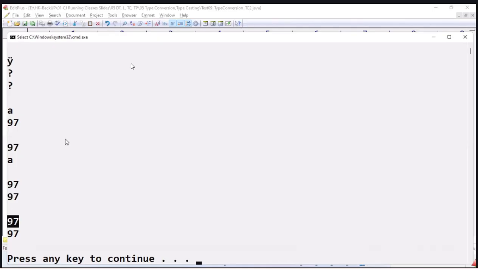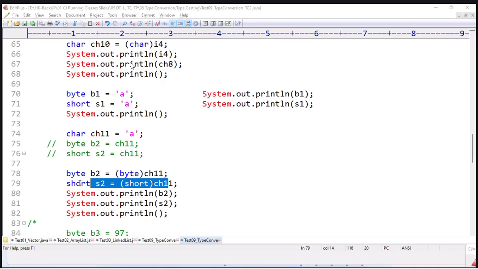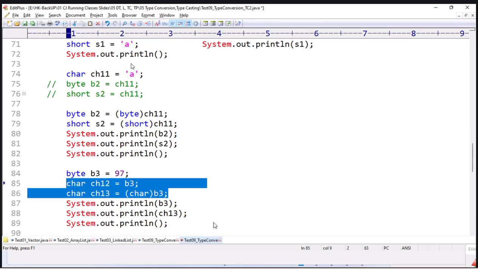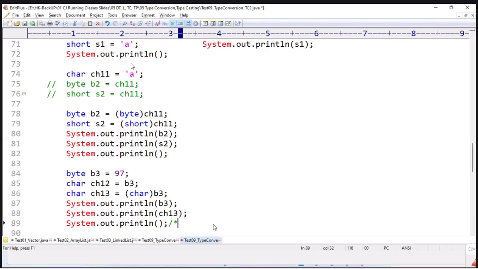Okay, now? Online students, speak in English. Three lines, what is the error? There is an error. Answer. 97 can be stored in byte. Yes.